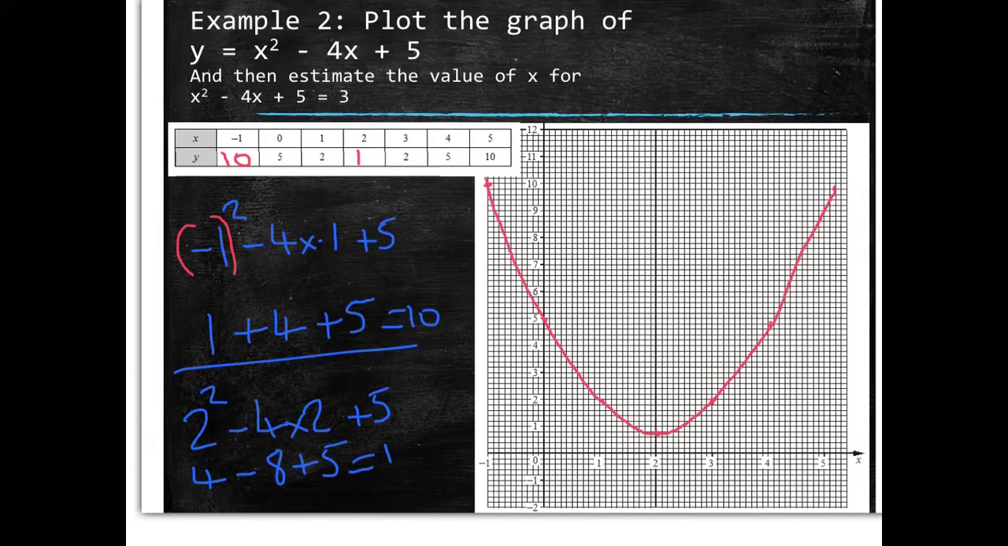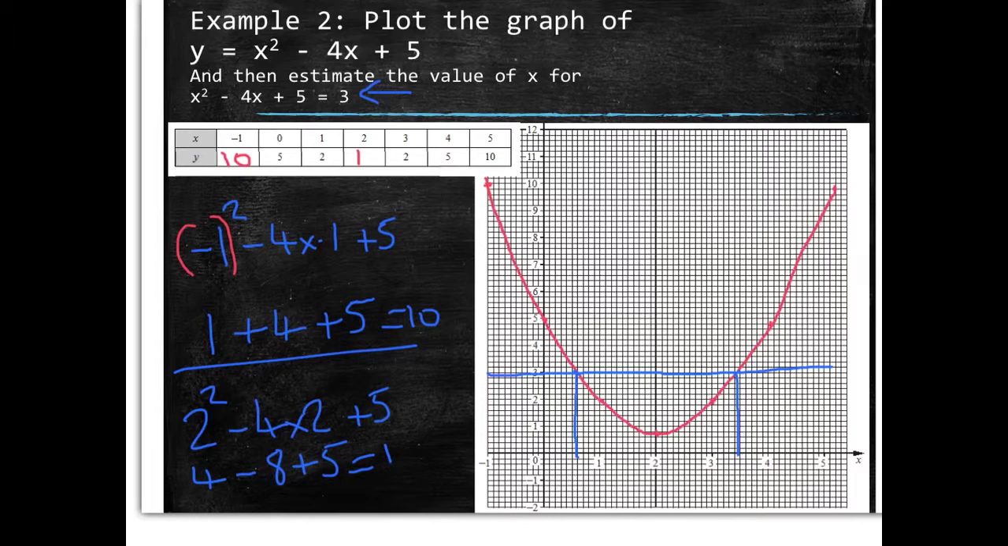Okay, so we fill in our curve like this. The second part of the question says, and then estimate the values of x for x squared minus 4x plus 5 equals 3. Okay, so we can find when it equals 3 by drawing a straight line across from 3, having a look at our solutions and reading them off down here and down here, and seeing what we get.